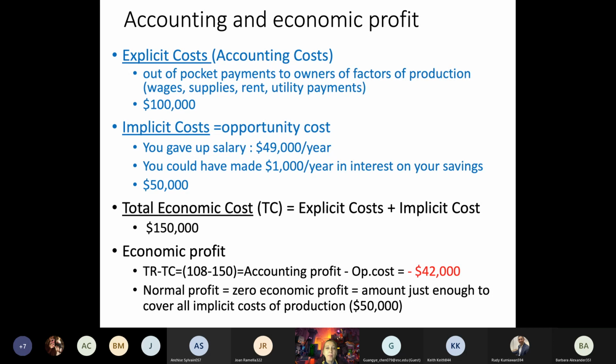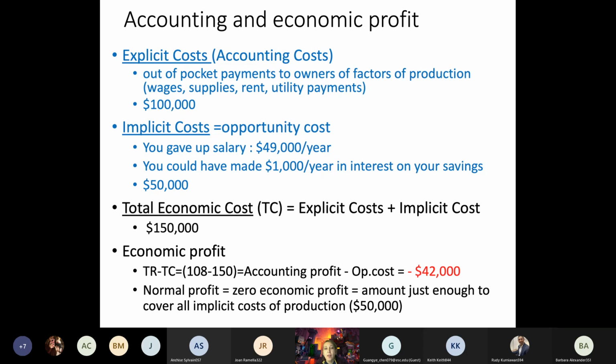So what do we see? We see that if we add up this $50,000 to your cost of production, then you end up in negative territory. It's not that you have an accounting profit of 8,000, but you have an economic profit that's negative, $42,000 negative. That is not something you want to do in this case, right?